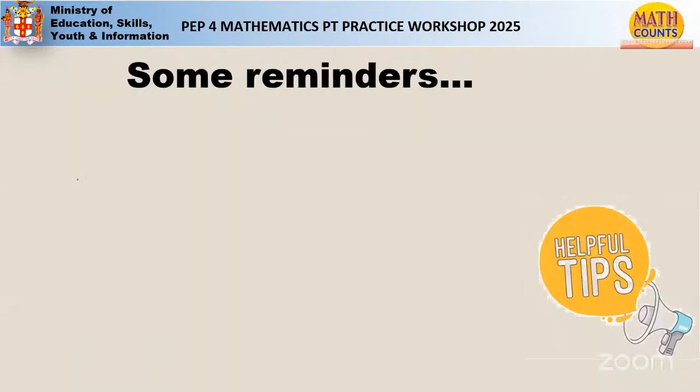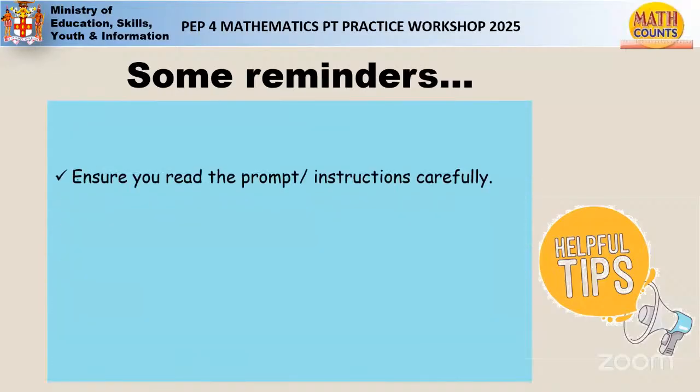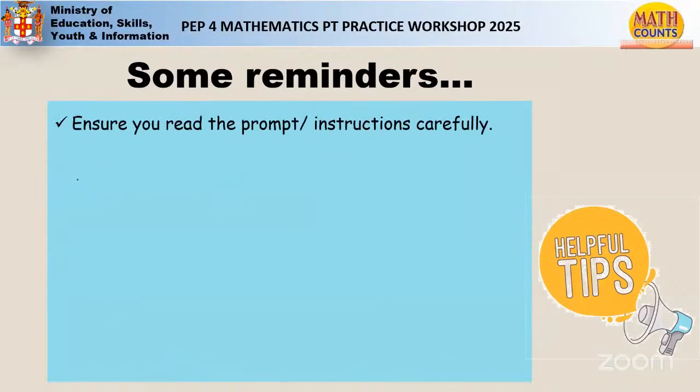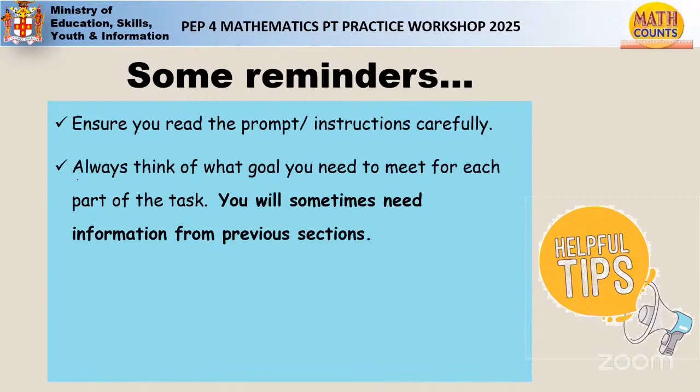Some things that I want you to remember. Ensure you read the prompts and instructions carefully. Everything that is presented on the paper is something that you need. Look at the paper and read it carefully. Always think of what goal you need to meet for each part of the task. You will sometimes need information from the previous section. So you realize at the end, we mentioned the common area, or the common ground, but we needed the area. Although we would have found it from before, we needed it at the end of it. So those are the things that you need to take into consideration.